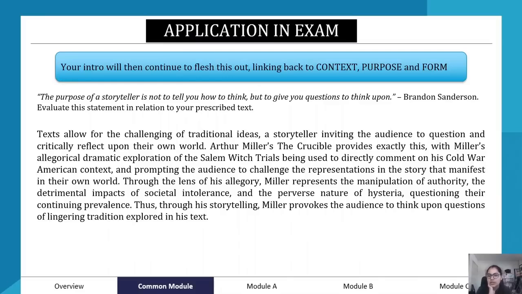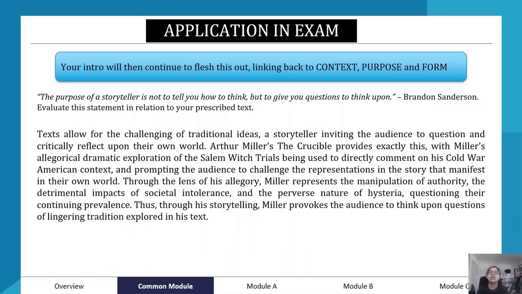So here I've got another question for you. The purpose of a storyteller is not to tell you how to think, but to give you questions to think upon. This is by Brandon Sanderson, and we have to evaluate this statement in relation to a prescribed text.